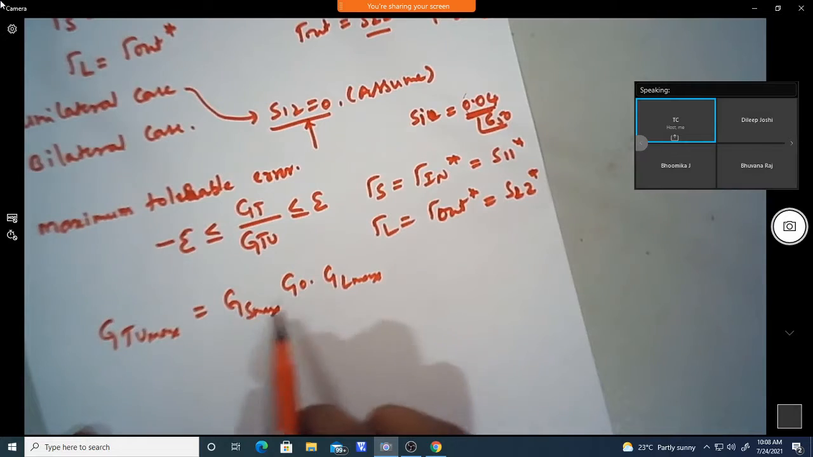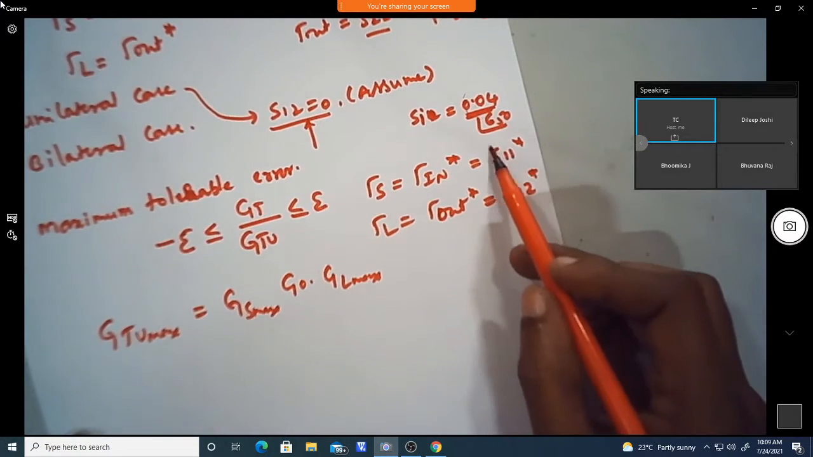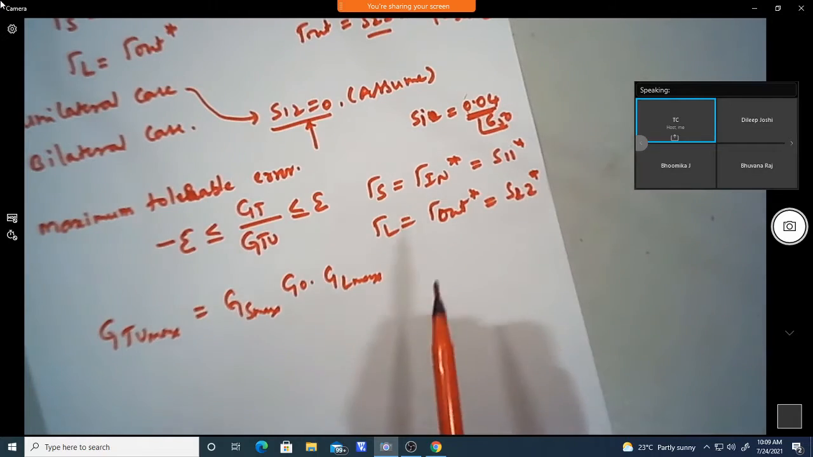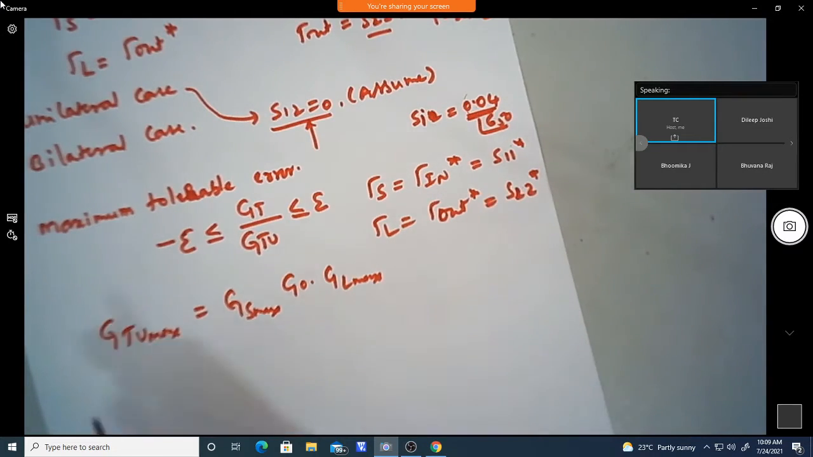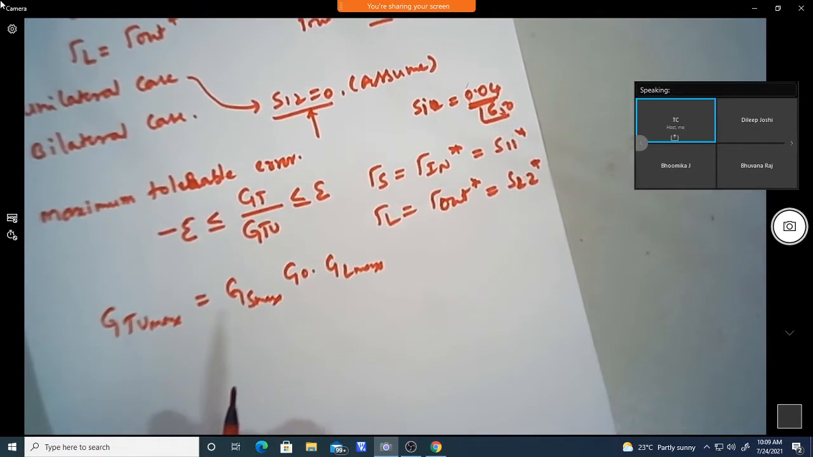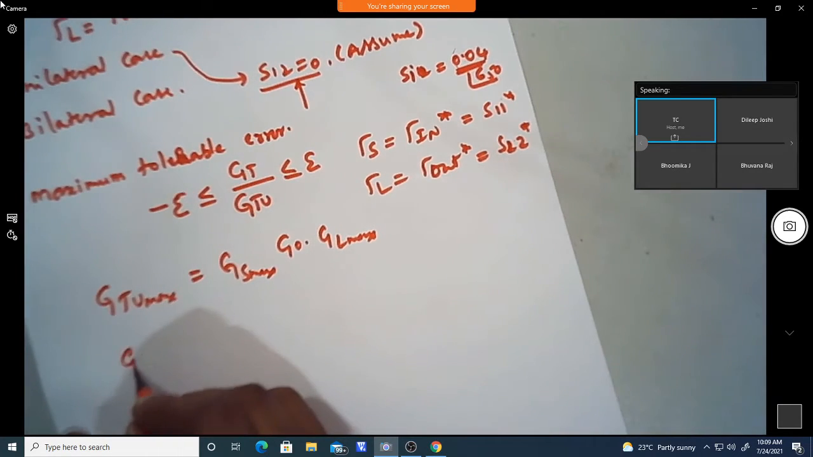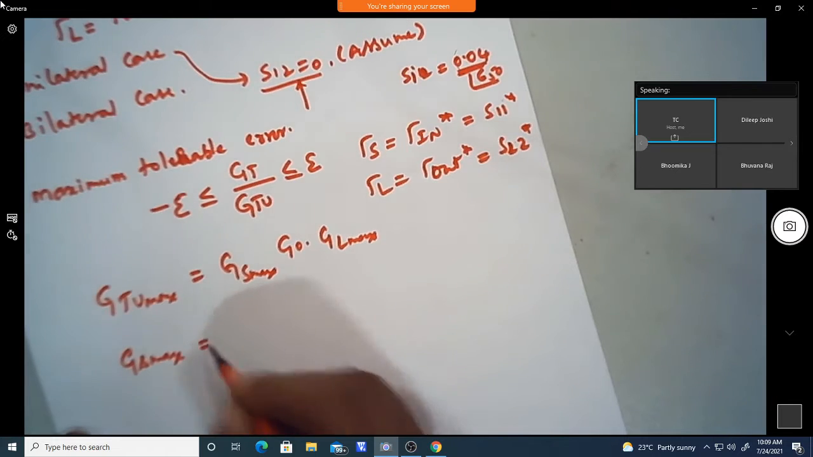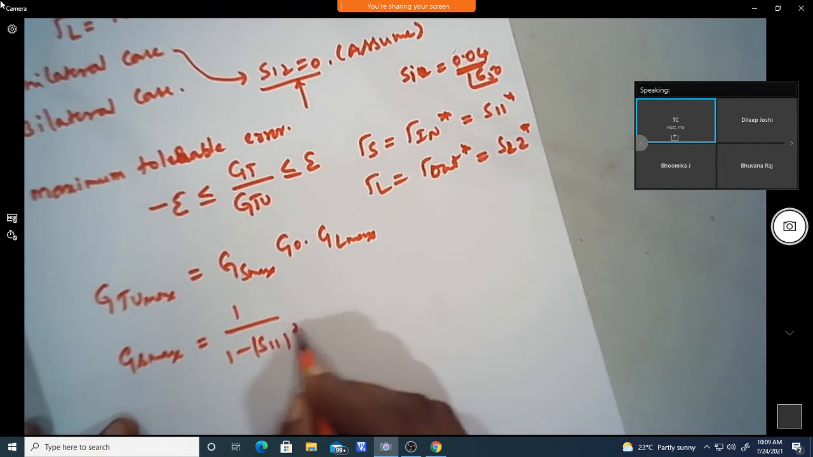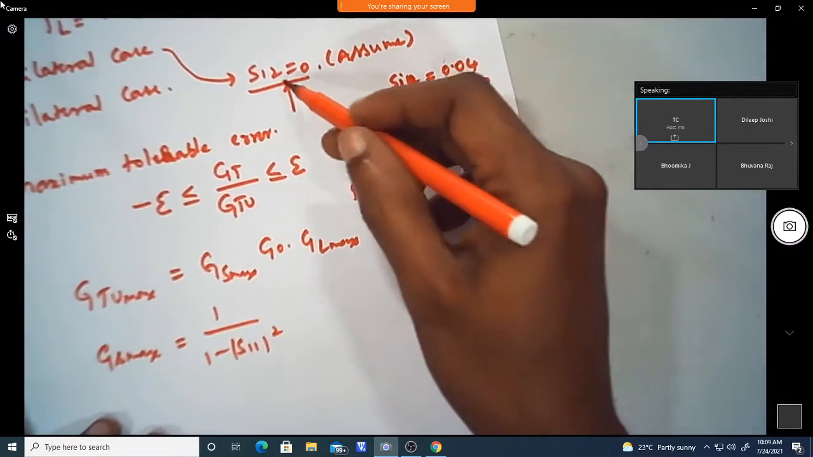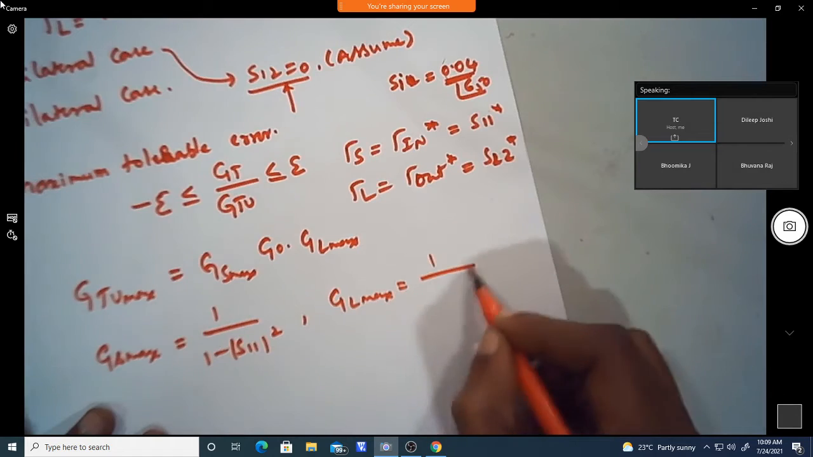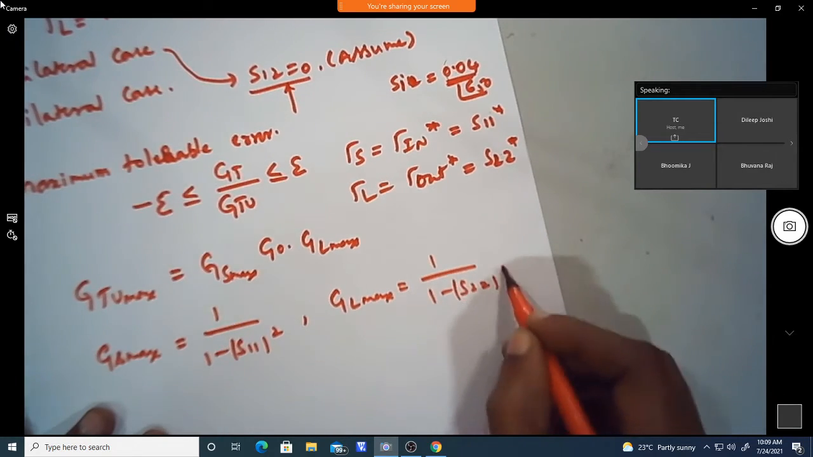So now this GS max and GL max we are going to get from these two values, where these points we need to match at the input and output, so the matching network. Once we match, we will get the GS max and GL max. In terms of the S parameters, GS max we write as 1 over 1 minus |S11|², for the unilateral case we are assuming, and GL max we get as 1 over 1 minus |S22|².